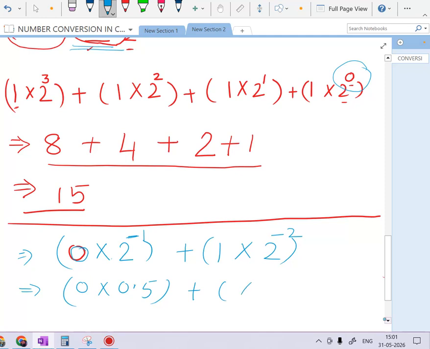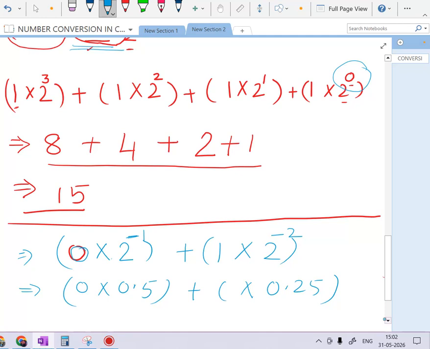1 into 0.25. So how have you solved it? First of all, 2 into 2 is 4, and then it will be 1 by 4. It is actually very simple. Here we cannot do anything, so it is coming 0.5.